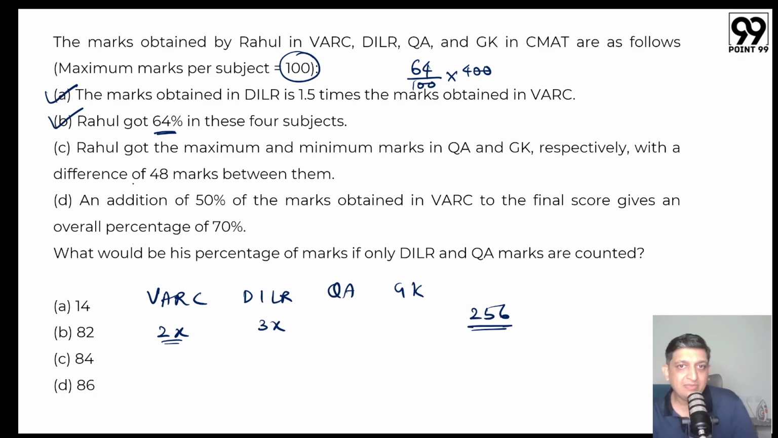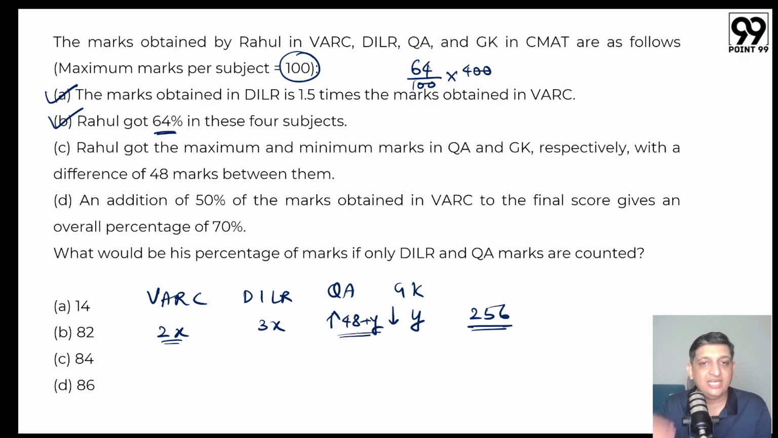Rahul got the maximum and the minimum marks in QA and GK. So QA was the maximum marks and GK had the minimum marks with a difference of 48 marks between them. So let's say, for example, if GK was Y, then QA should have been 48 plus Y. That is the logic, and 48 plus Y was the highest score.